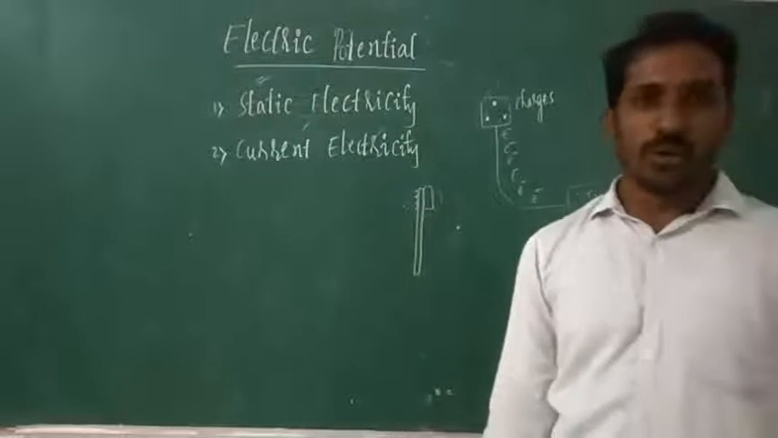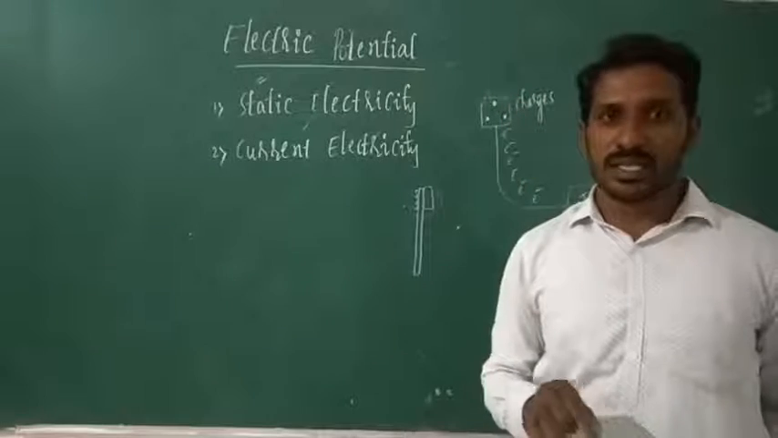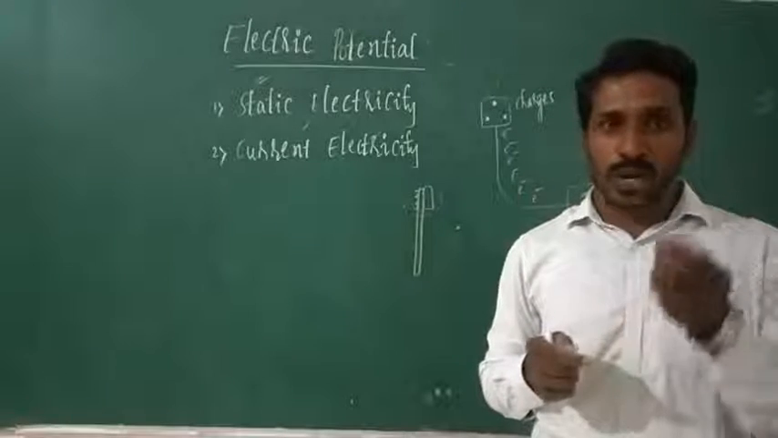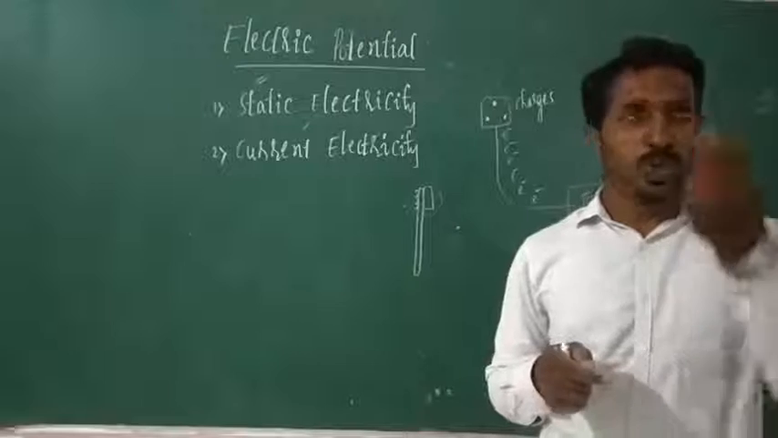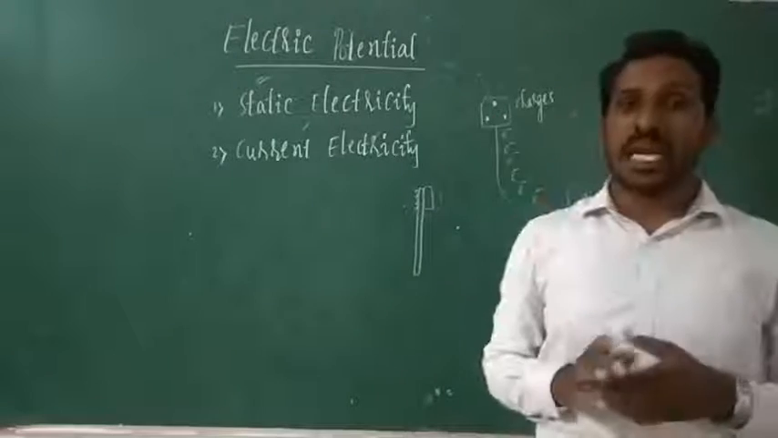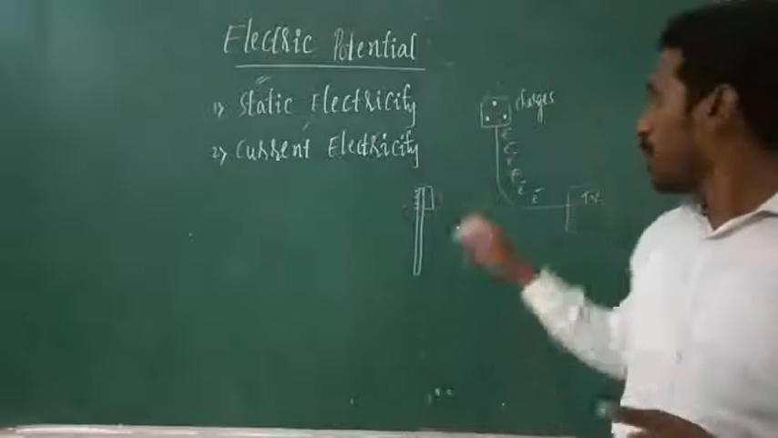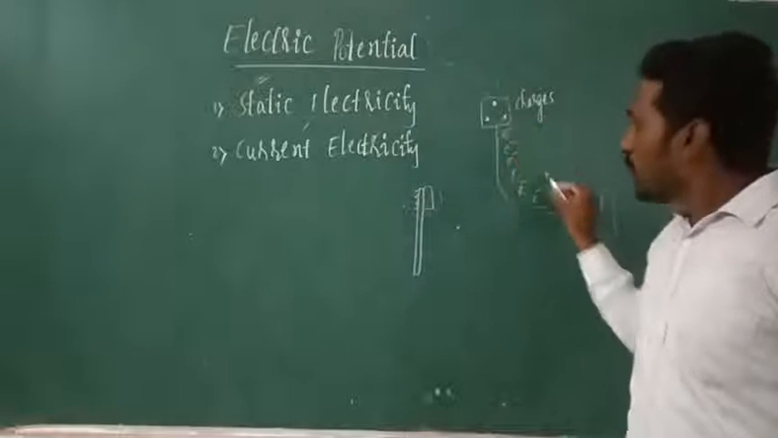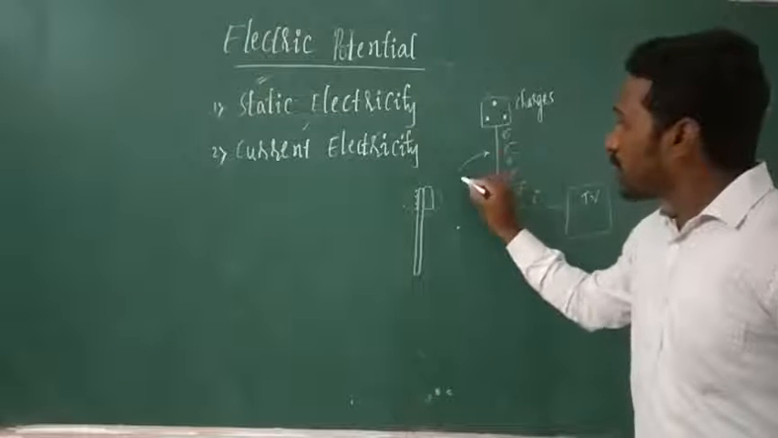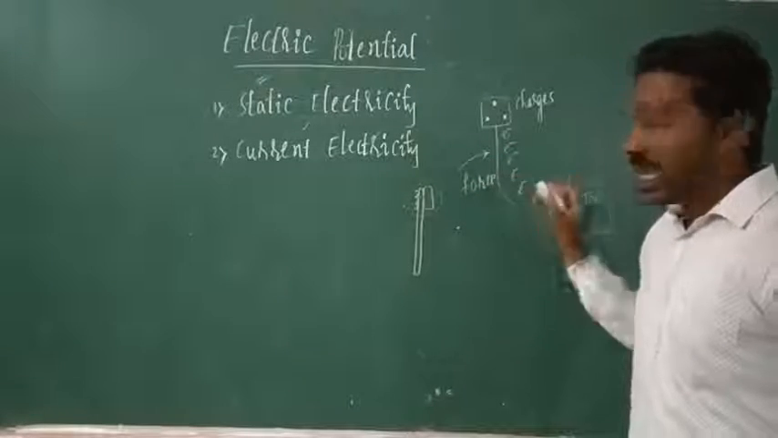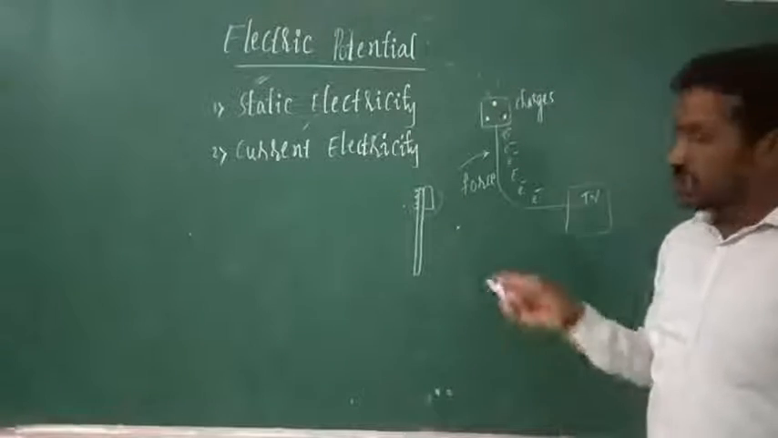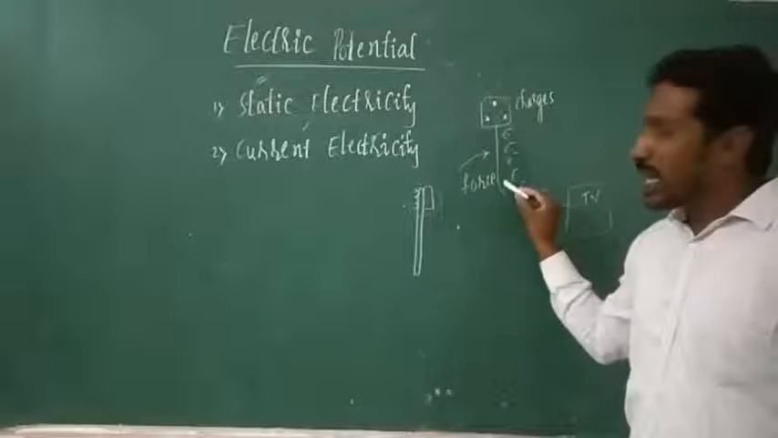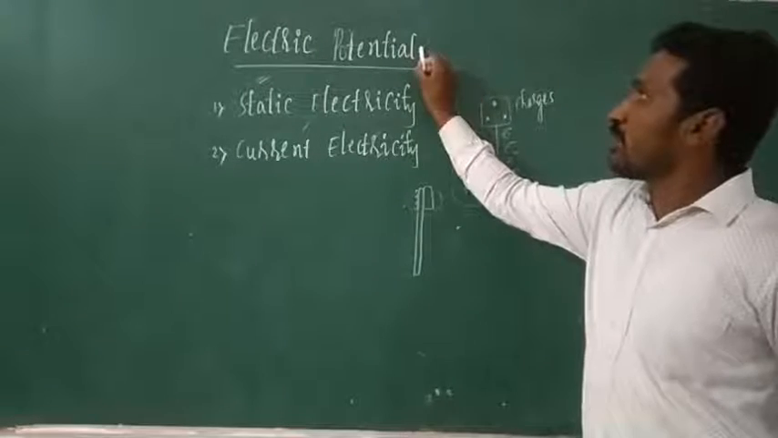I will give one more example of static electricity. During lightning in the rainy season, when there is friction between clouds, charges will be produced. Those charges will not move; they will reside at that point. And listen here: to move charges from one point to another point, we have to apply some external force. Because of the external force, the charges start moving. This external force is called electric potential.